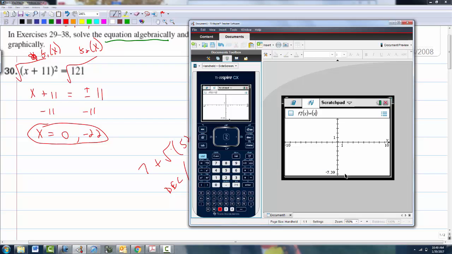X plus 11. And then how do I get that? Can I square? Is there a square? There's a square button. Nice. I'm glad I picked this one. And you can probably barely see this because that screen's so small, but I did do that.